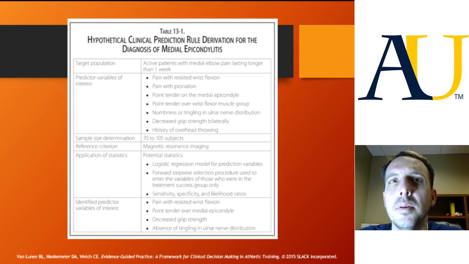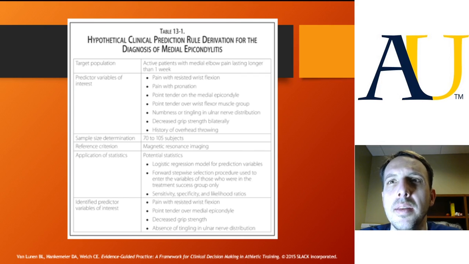The more variables you need, the more subjects you need during this portion of creating the clinical prediction rule. And so you can see they say about 10 to 15 subjects for every variable. So the sample size needs to be between 70 and 105 for this aspect. You then need a reference criterion. Basically, same thing as in that diagnostic.